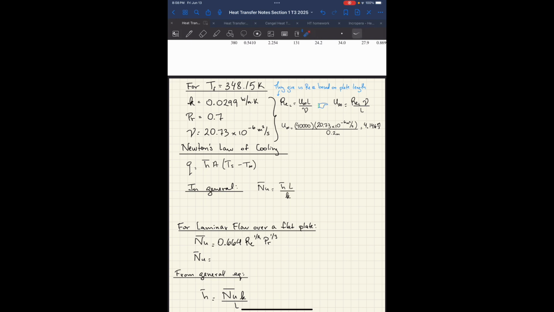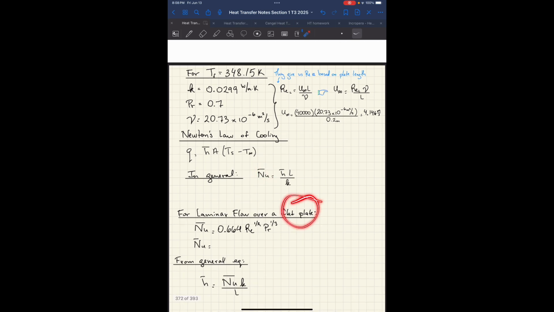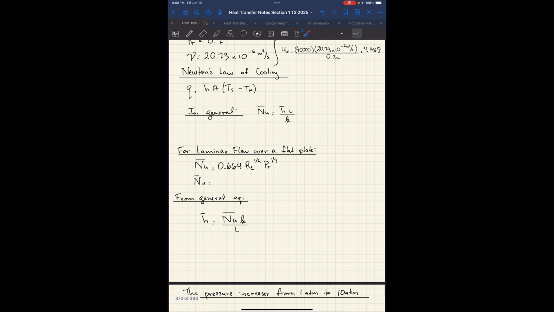So in general, the average Nusselt number is basically h times the characteristic length over k. But this is not going to help us, right? Basically, this equation is only useful to get h. What we need is a specific Nusselt number equation for our problem. So in our particular case, it's flat plate, laminar flow. The average Nusselt number equation for that is here. So we just basically plug in our numbers and we get our Nusselt number.